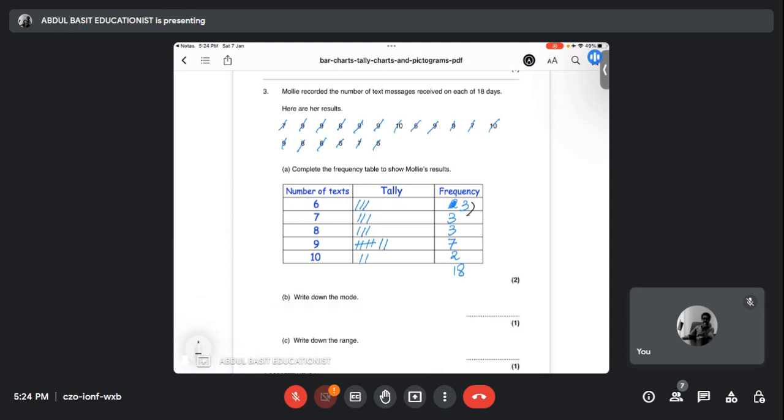So 3 plus 3 is 6, 6 plus 3 is 9, 9 plus 7 is 16, 16 plus 2 is 18. So that's right. Yes or no?